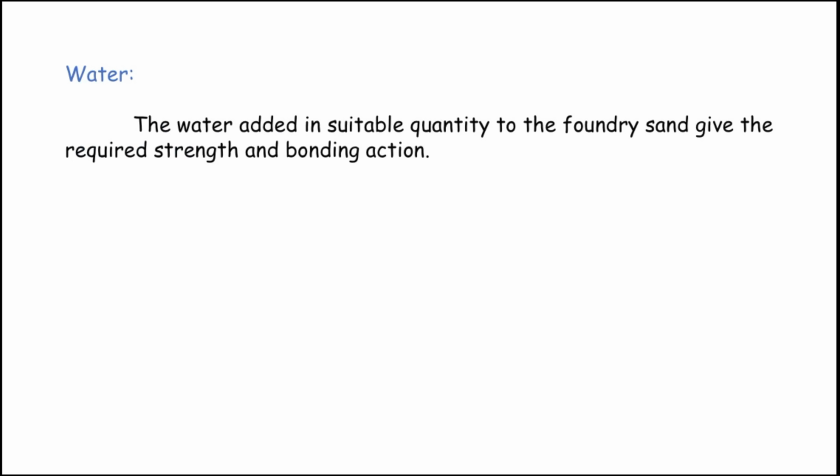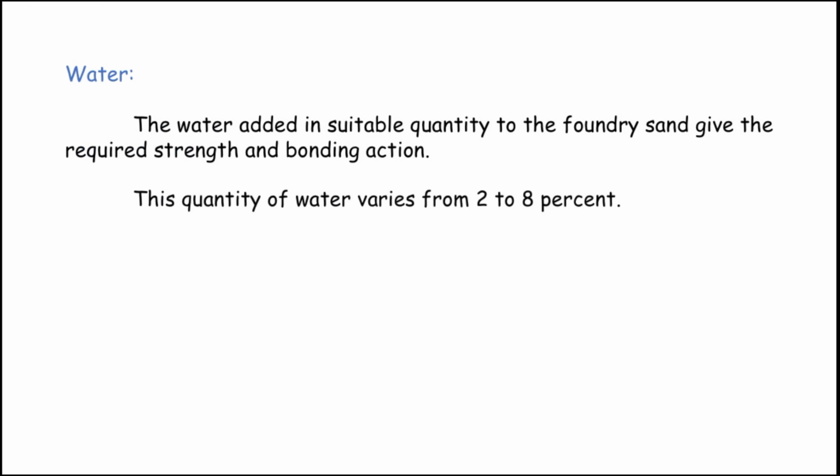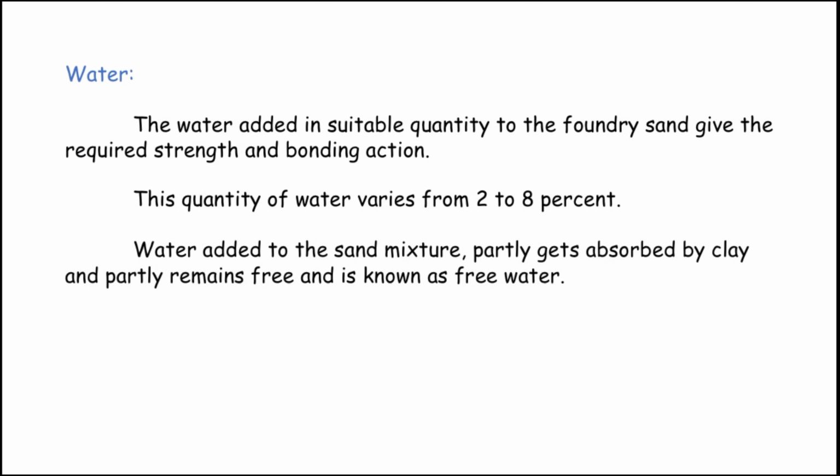And finally, water. The water is added in a suitable quantity to the foundry sand to give the required strength and bonding action to the molding. This quantity of water varies from 2 to 8% of the molding sand. Water added to the sand mixture partly gets absorbed by the clay and partly remains free, and the free water makes the mold unbonded and solid. Excess water reduces the bonding action.